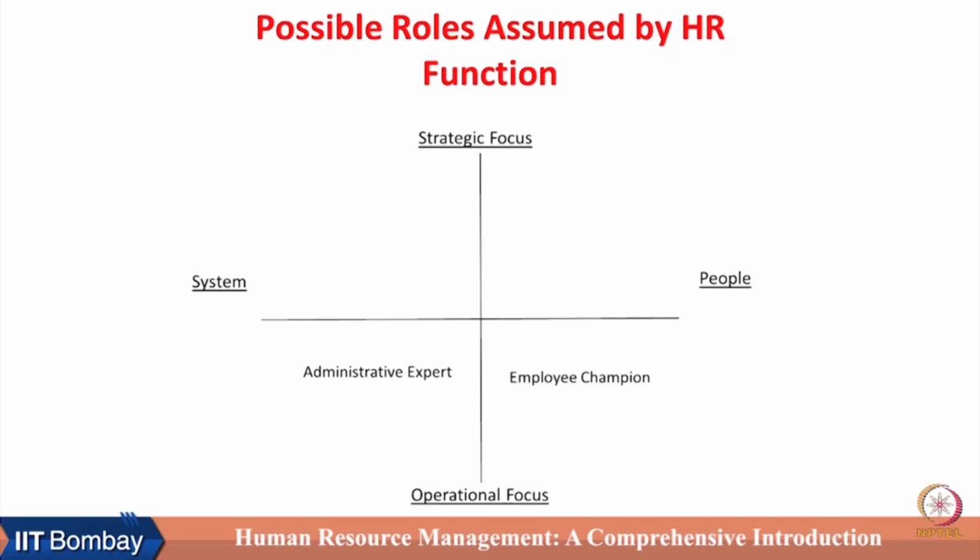Employee champion role emerges with the combination of the focus on the people, or concern for people, and maintaining the focus on the operational aspects of business. Operational aspects are more related to efficiency and strategic aspects are more related to effectiveness. Operational focus is more related to short term objectives, and strategic focus or strategic concerns are more related to long term objectives.